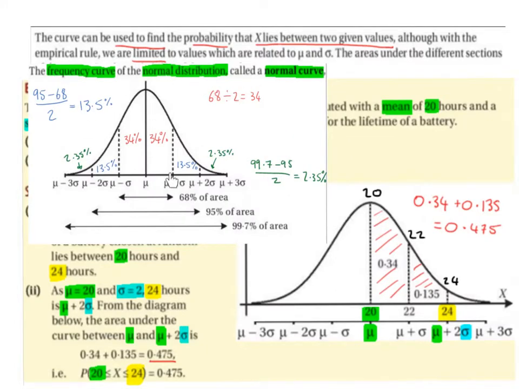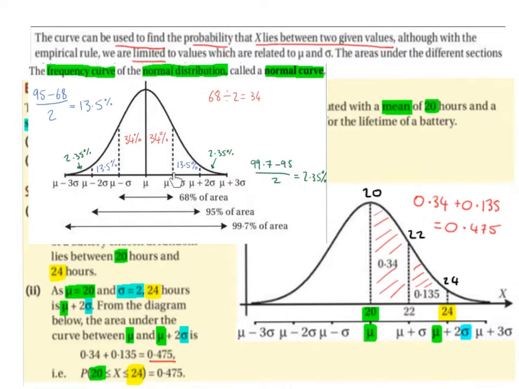So this is our previous slide. We said if from here to here is 68%, then from here to here must be 34%. So from here to here is 0.34 or 34%. And again we said from here to here is 95%. And 95 take away 68 divided by 2 leaves us with 13.5%. So this area under the curve is 13.5%, and this area under the curve is 13.5%.